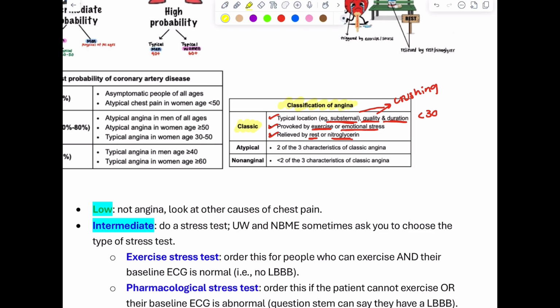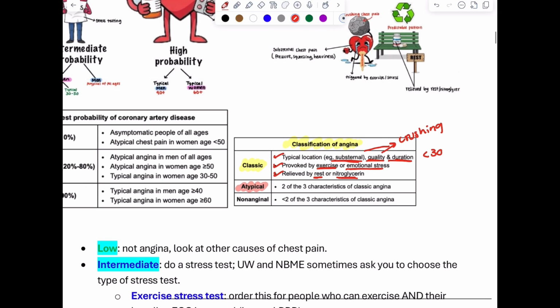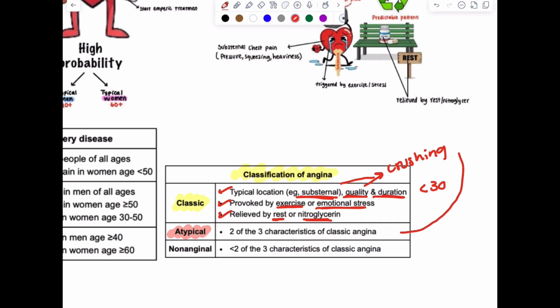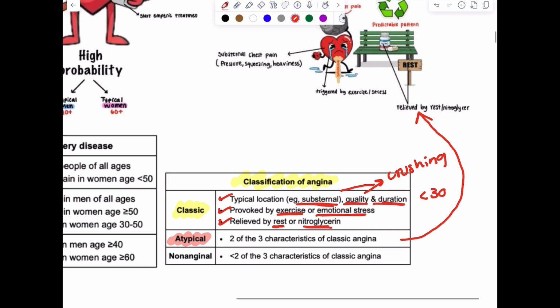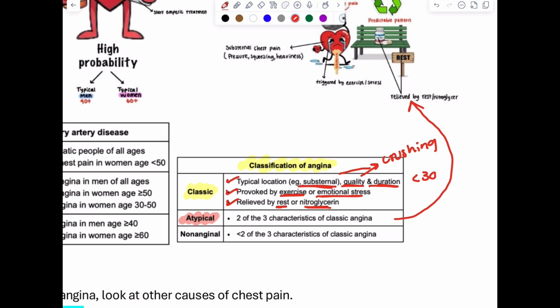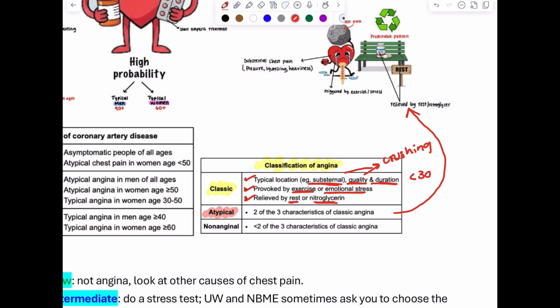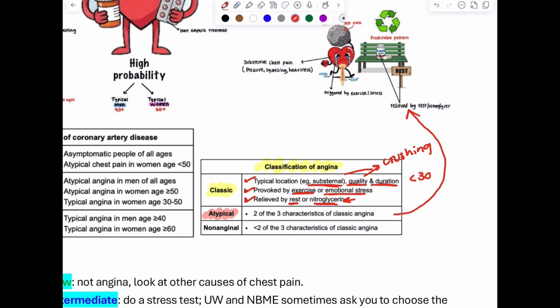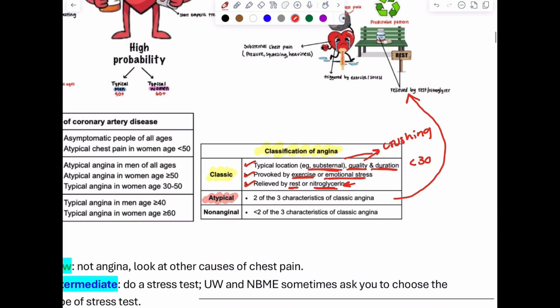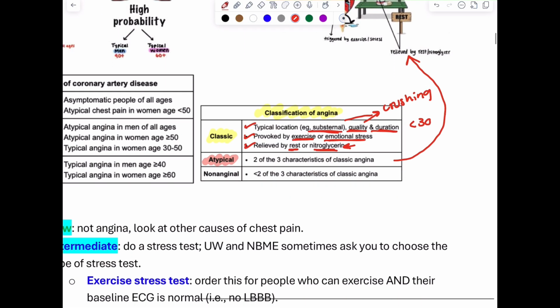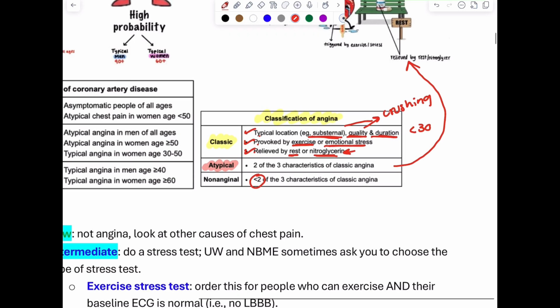In order for it to be considered atypical, you get 2 of the 3 characteristics that we listed here. If someone comes in and they have a substernal chest pain that is provoked by exercise, but it's not relieved by nitroglycerin or rest, it's not angina. It's an atypical presentation. And if it's less than 2, meaning you only have one of these right here, it's just not angina at all. Not even atypical, it's just not angina. Go look at other causes of chest pain.